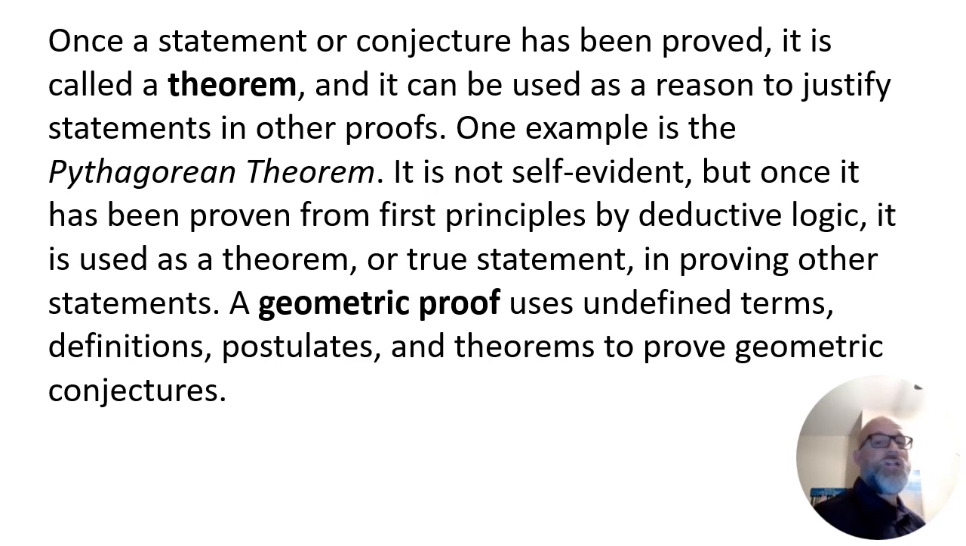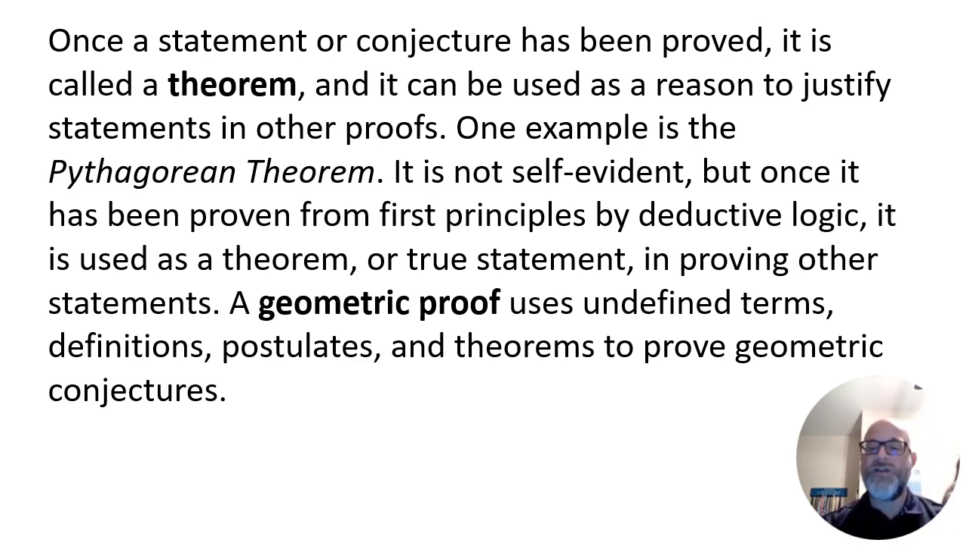Once a statement or conjecture has been proved, it's called a theorem. And it can be used as a reason to justify statements in other proofs. One example is the Pythagorean theorem. It is not self-evident, but once it has been proven from first principles by deductive logic, it is used as a theorem or a true statement in proving other statements. So what's a theorem, and how is it different from an axiom? Do you know?